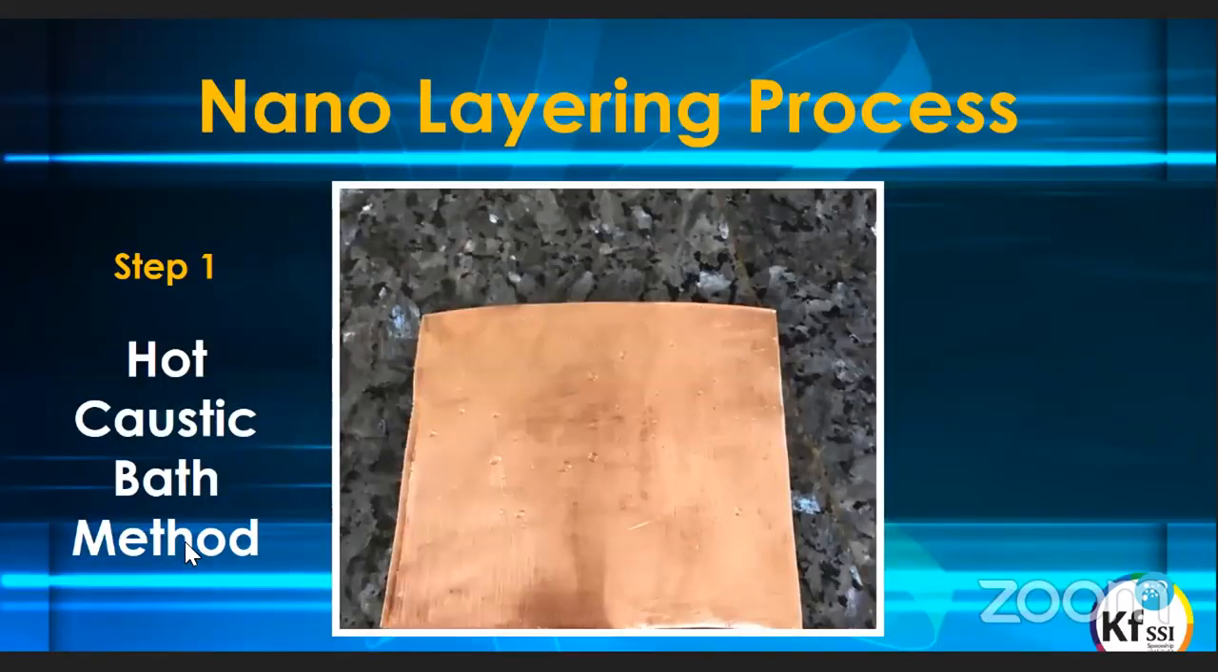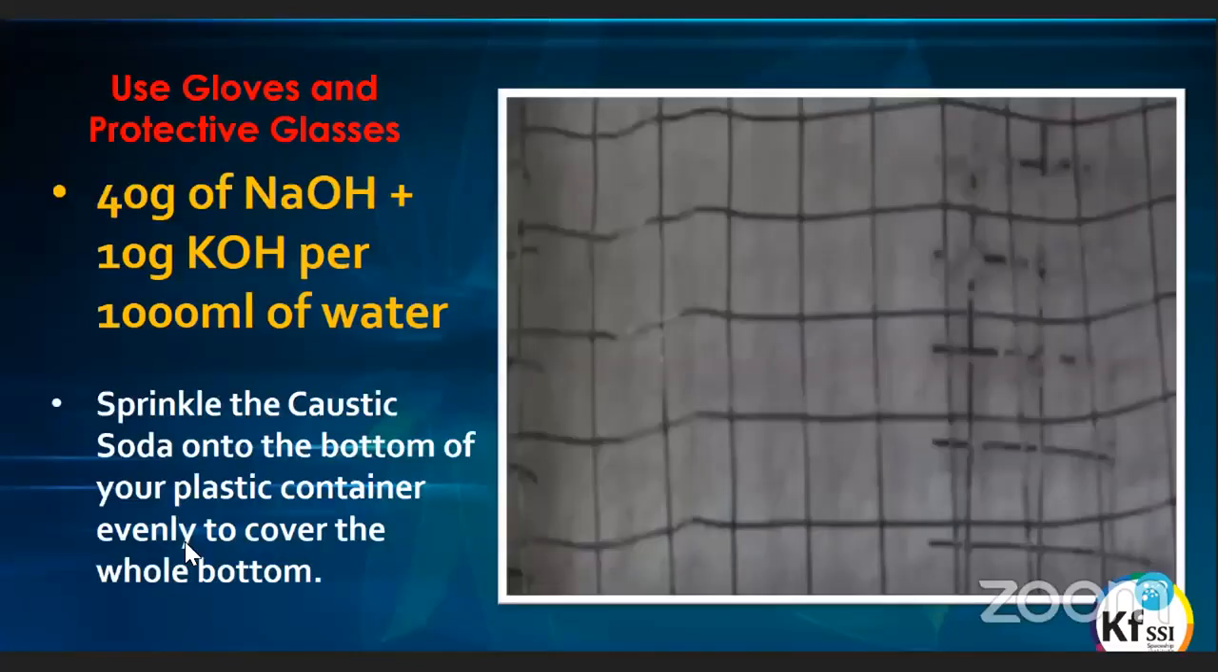Okay, so now we've done all our preparation, and now we can begin creating our nano layers. As a basic standard formula that one can use, which Sandor has found works very well, we're using 40 grams of sodium hydroxide with 10 grams of potassium hydroxide per 1,000 milliliters of water.